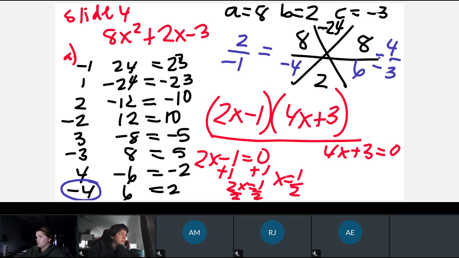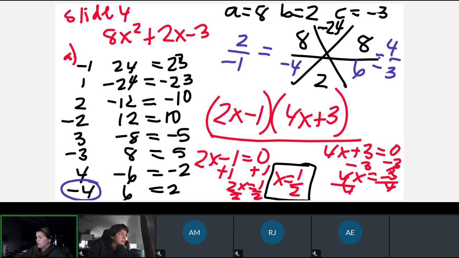Okay, that's my first root, or 0. The second one, I'm going to subtract 3 from both sides. So I would get 4x equals negative 3, divided by 4 again, and I would get x equals negative 3/4. I'll write that over here. So x would equal 1/2. We're going to keep it as a fraction.